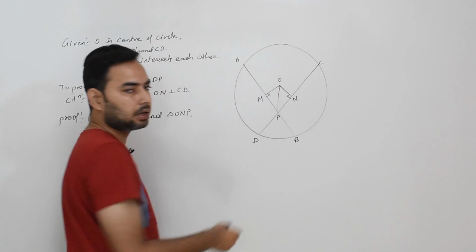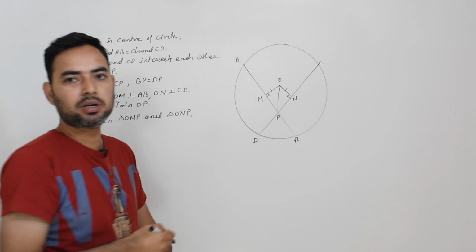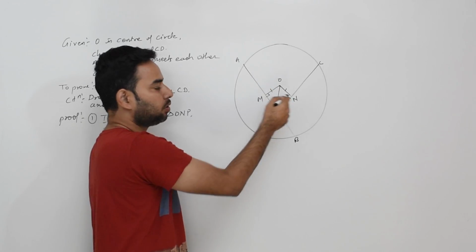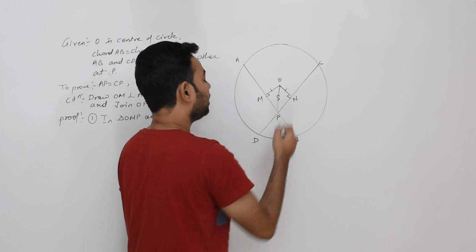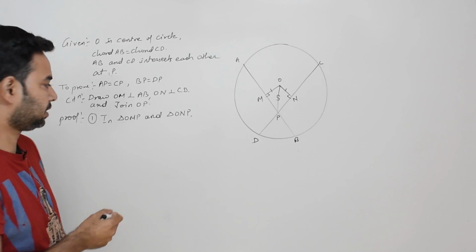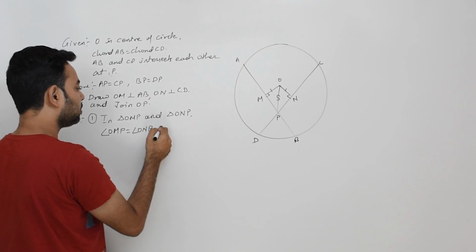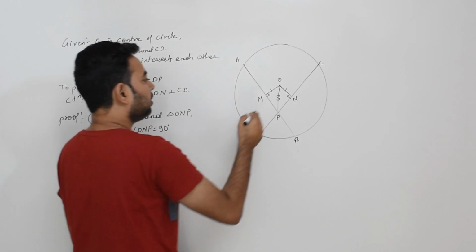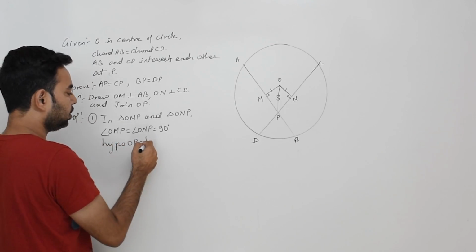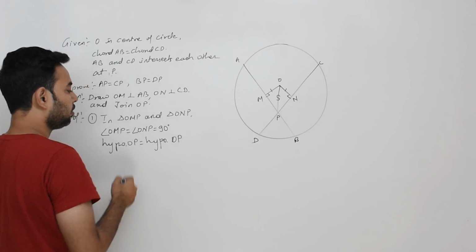in triangle OMP and triangle ONP, we know that chords are equal, then they are equidistant from the center. It means OM equals ON. Chords are equal, then the distance from the center is also equal. OP is the common side, it means common hypotenuse. And angle OMP equals angle ONP, each is 90 degrees. Then hypotenuse OP is equal to hypotenuse OP, common side.